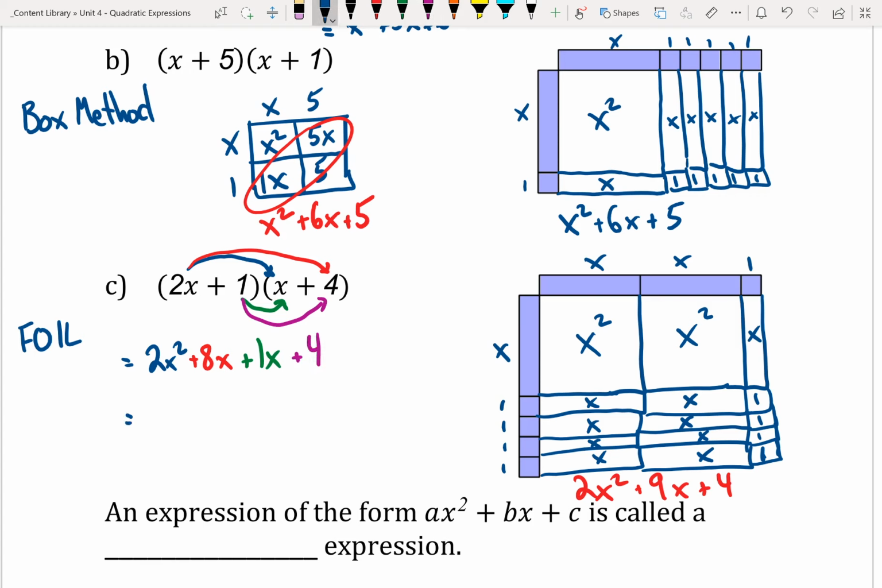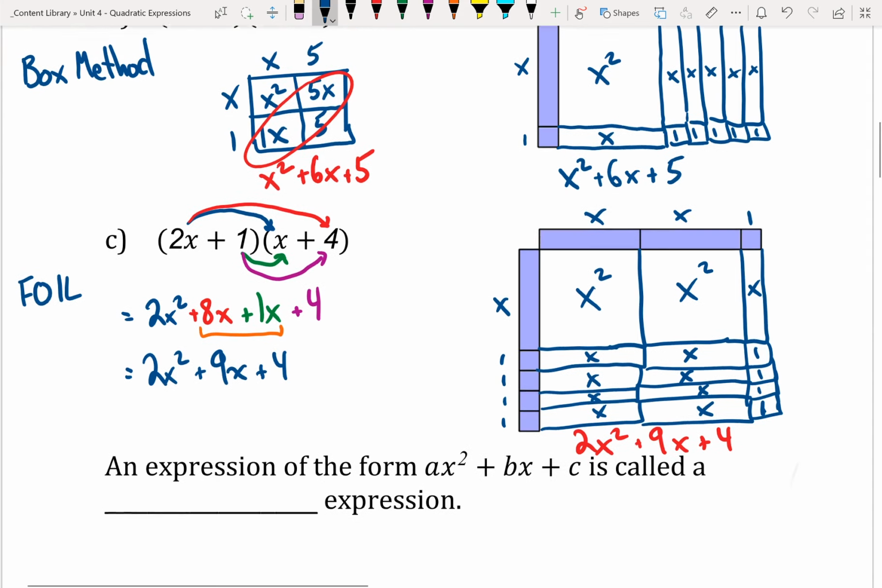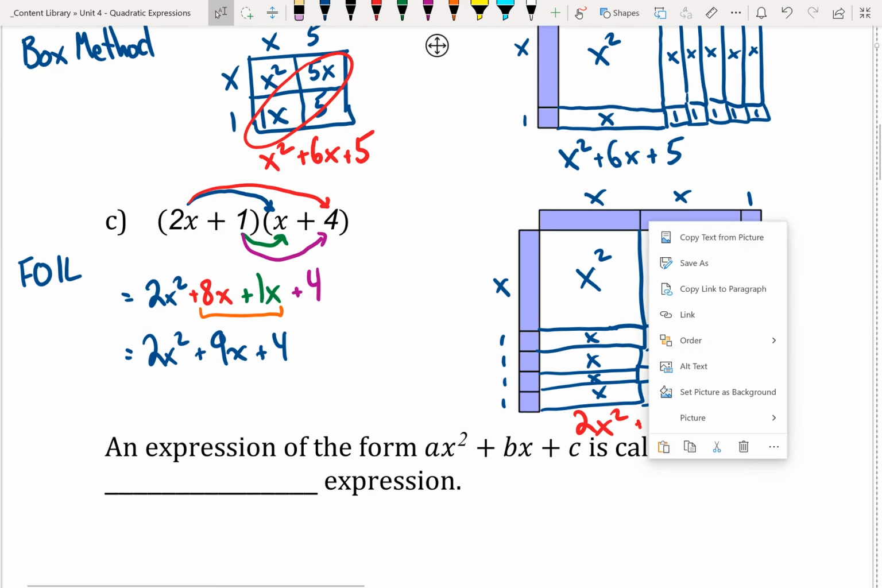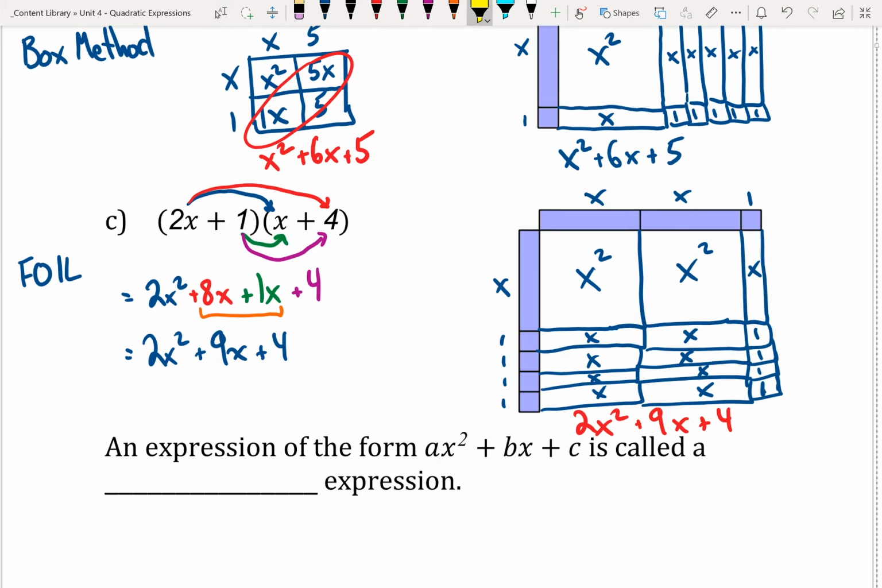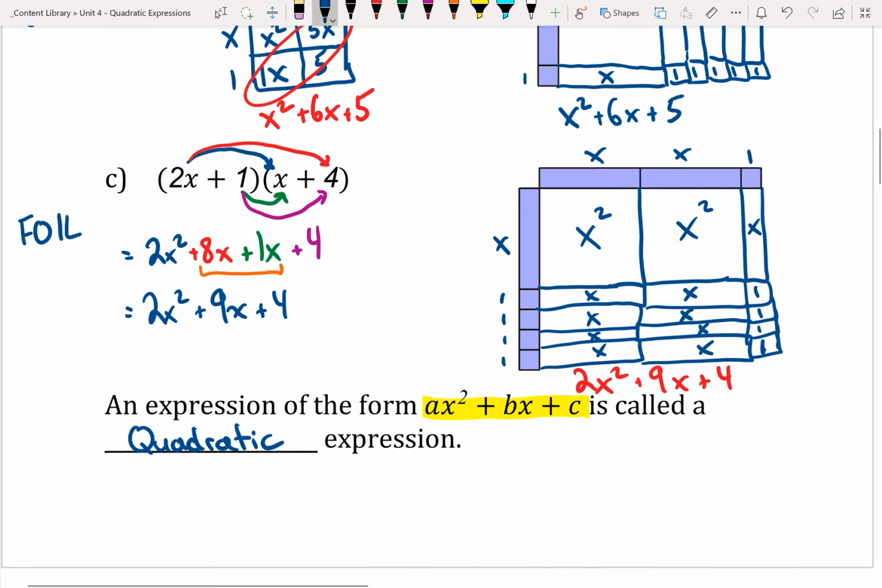If I go through, I can add only some of these up. I can only add up these 2 numbers here. So the 2x squared stays the same. 8x plus 1x is 9x, and then plus 4. So that's my final answer, and it's the same way when I do it visually. So every answer we have fits a certain pattern, and that pattern is an expression in the form ax squared plus bx plus c. This form is called a quadratic expression. So this is going to be our new type of expression that we're going to be learning about in this unit.